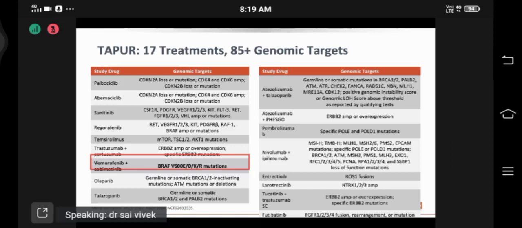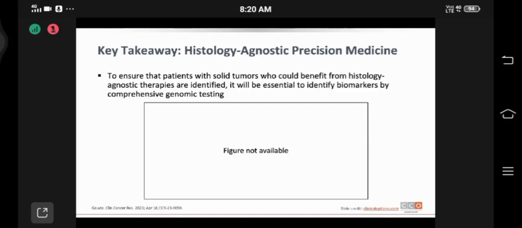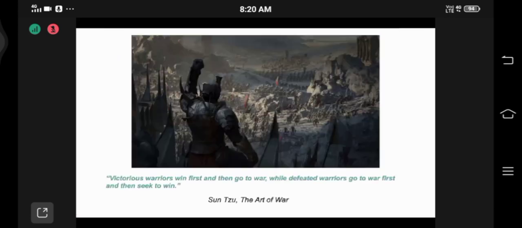They had presented this study at ICC recently, and they were showing very good responses in at least certain cohorts of patients. So like TAPUR in the world, we need to know that histology agnostic trials or basket trials are going on. And just to name TAPUR, Tapestry, Precision, Determine, if we need to read in depth about any of these other clinical trials going on across the world. So the key takeaway, to ensure that patients with solid tumors who could benefit from histology agnostic therapies, it is essential to identify the biomarkers. Unless you identify, you can't refer for a clinical trial, you can't treat the patient adequately.